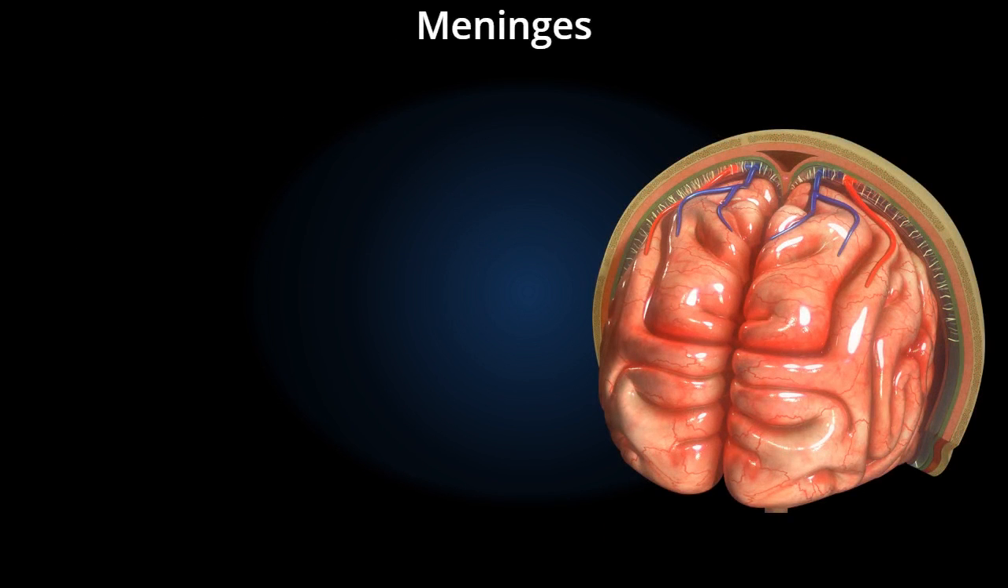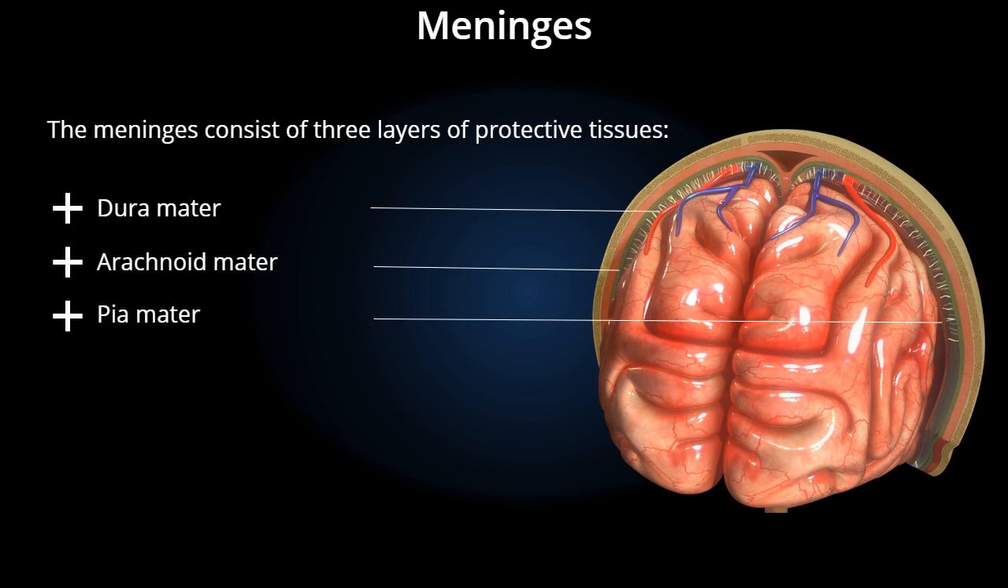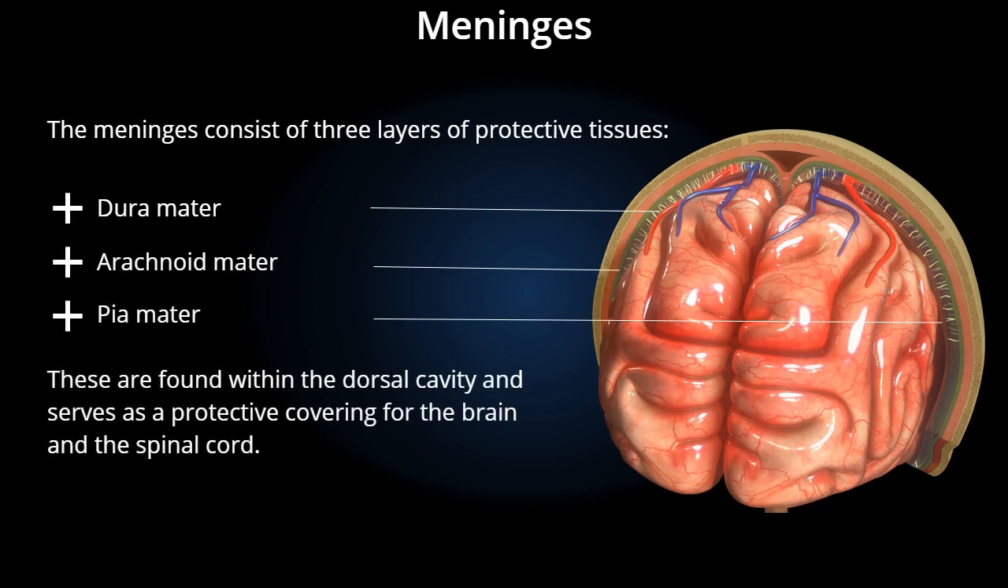Lastly, we have the meninges. The meninges consist of 3 layers of protective tissues: the dura mater, arachnoid mater, and the pia mater. These are found within the dorsal cavity and serve as a protective covering for the brain and the spinal cord.